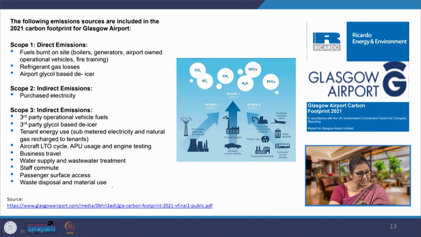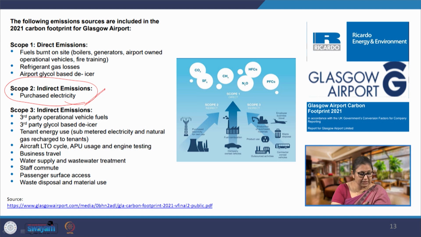Again, giving you some examples, this is for Glasgow airport, and there has been a proper accounting for that. Again, look at the emissions that are coming in. So, there is a huge component which is due to these indirect emissions, which is purchased electricity, and this electricity is actually going into buildings, again conditioning of buildings.